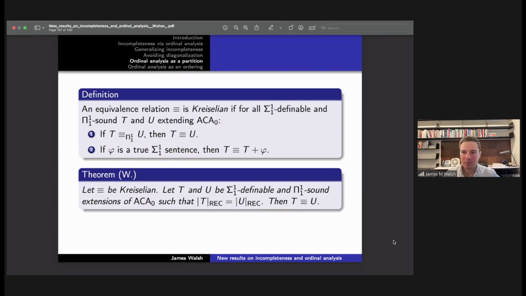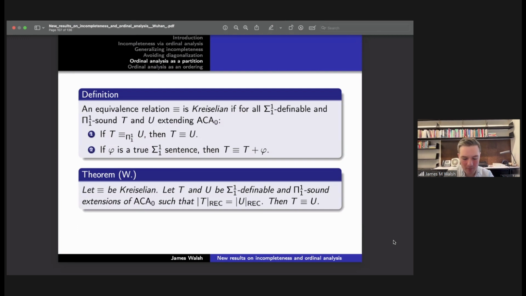Let equiv be a Kreiselian equivalence relation. Let T and U be Σ^1_1 definable and Π^1_1 sound extensions of ACA_0 with the same proof theoretic ordinal, then T is equivalent to U. So what this says is, if you take any Kreiselian equivalence relation and two theories have the same proof theoretic ordinal, then they have to be equivalent in the sense of this equivalence relation.